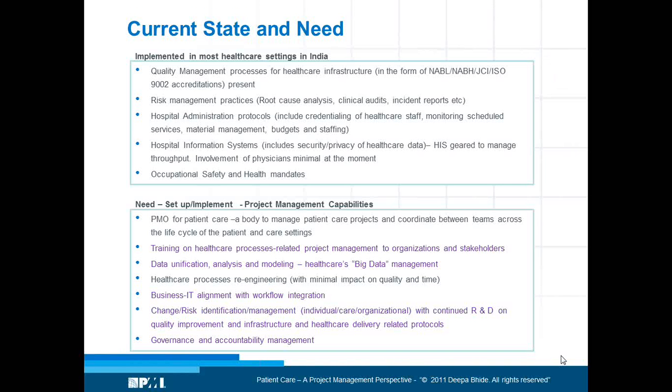An indicative list of what could be needed to not just visualize the objective of this concept but also be able to execute it are: setting up of a PMO of patient care, training on healthcare processes related to project management, data analysis modeling, change and risk identification and management strategies from an individual care or organizational standpoint, quality improvement related protocols and modifications, and each of these is complementary to the other. As I said, there is a long list that is possible. I have indicated a few needs at this point.